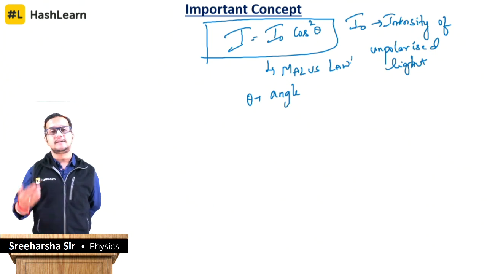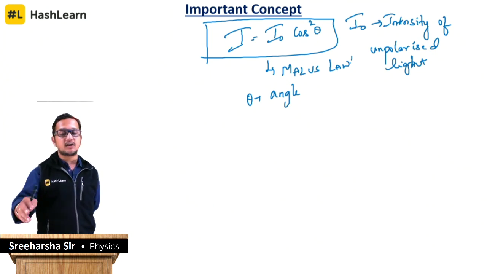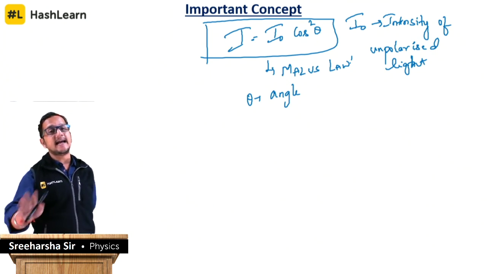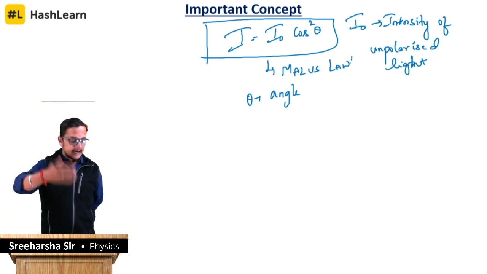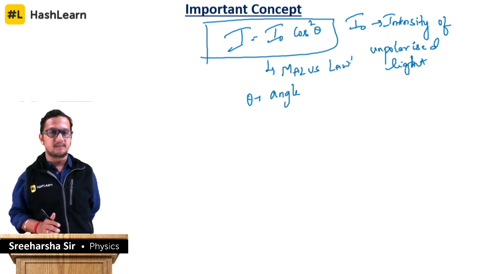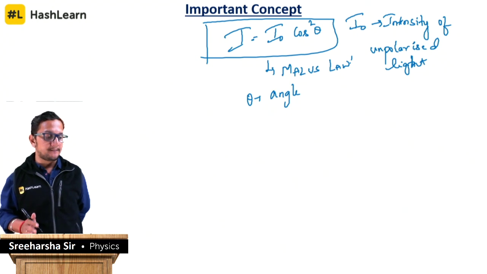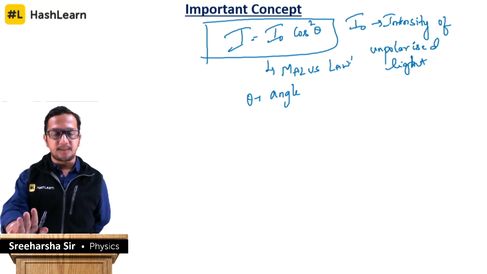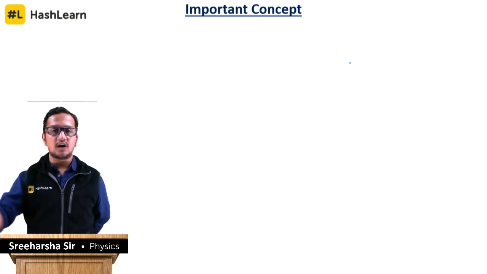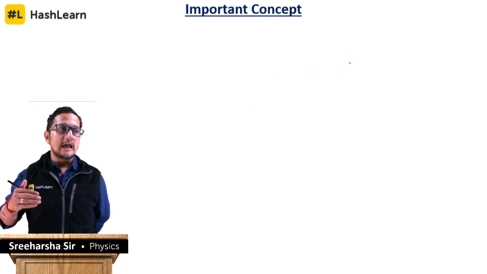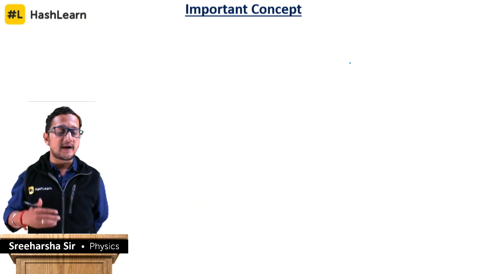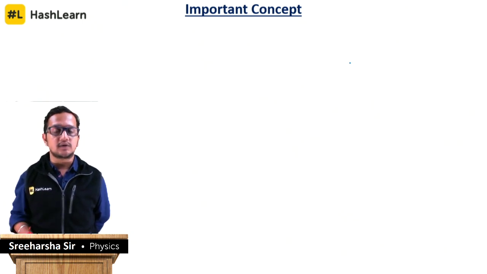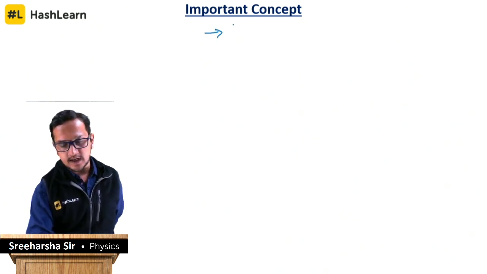The intensity of the polarized light is dependent on the initial intensity and the angle between the polarizer and the transmission axis. So this is very, very important for our problem solving. The next thing we are doing over here is, in how many ways can I obtain polarized light? We have to know that. The first one is called polarization by scattering.